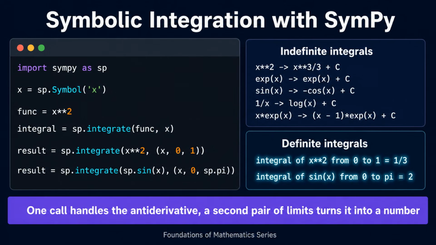Finding the antiderivative by hand is a craft, and SymPy has absorbed most of it. Hand an expression to sympy.integrate together with the variable, and you get back an indefinite integral.